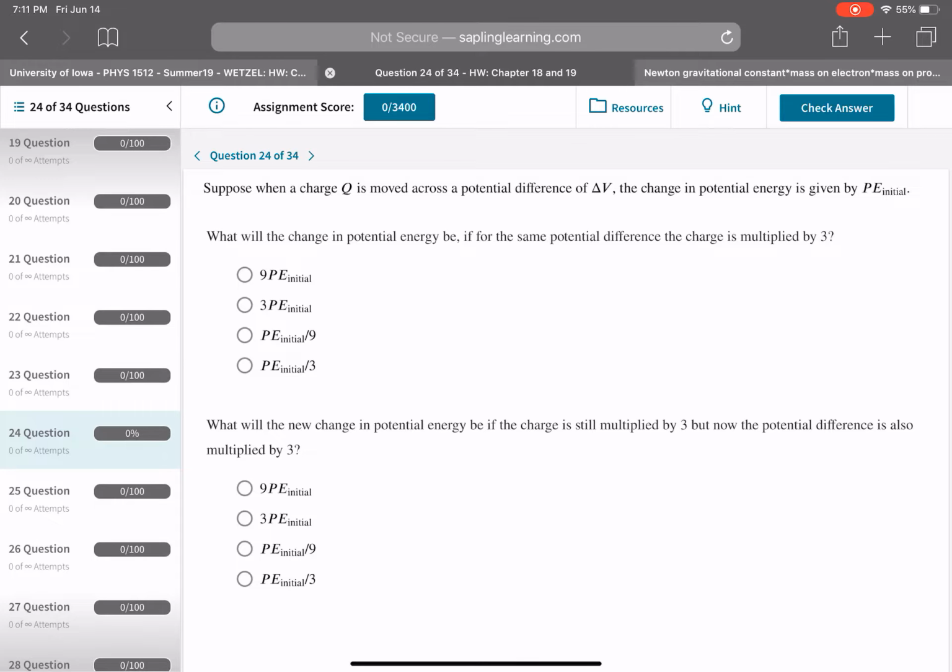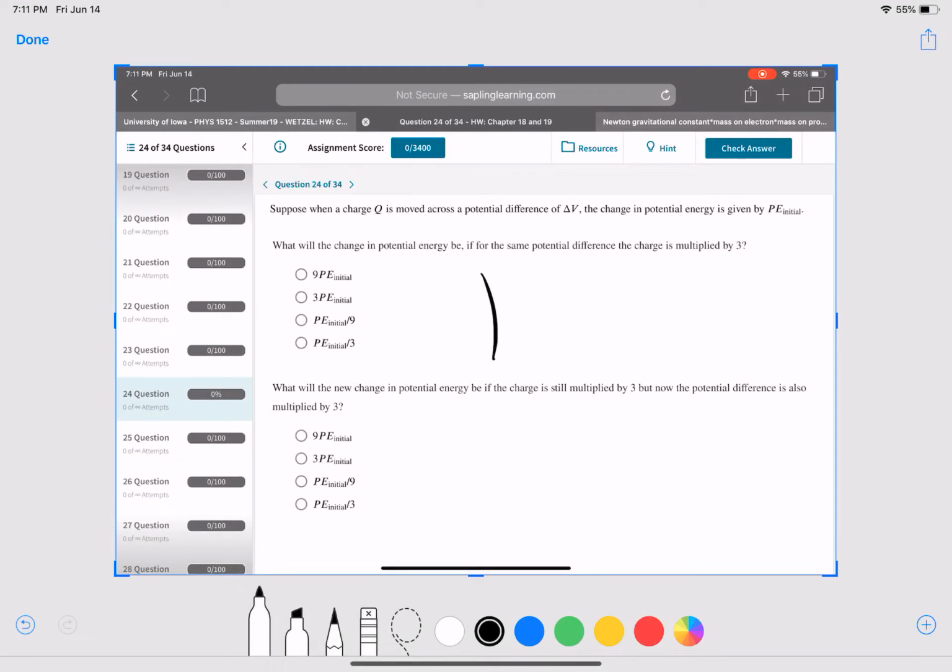24. Suppose when a charge Q is moved across a potential difference of delta V, the change in potential energy is given by PE initial. So we've got some potential difference here, and we take a charge and we move it across to here. So the total energy there is potential energy. We just call it PE initial. What will the change be, though, if for the same potential difference we multiply the charge by 3? So the potential energy is Q E D, the distance.